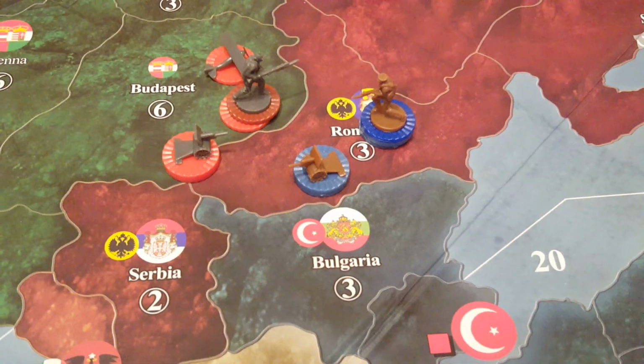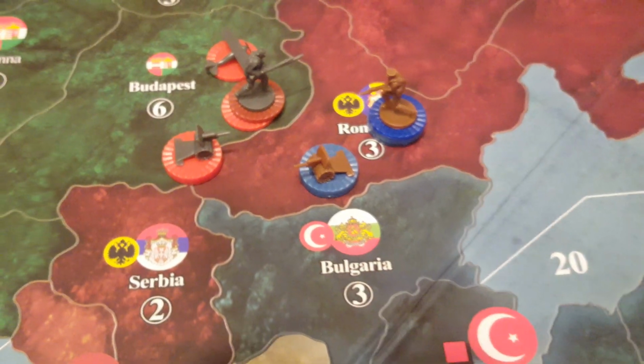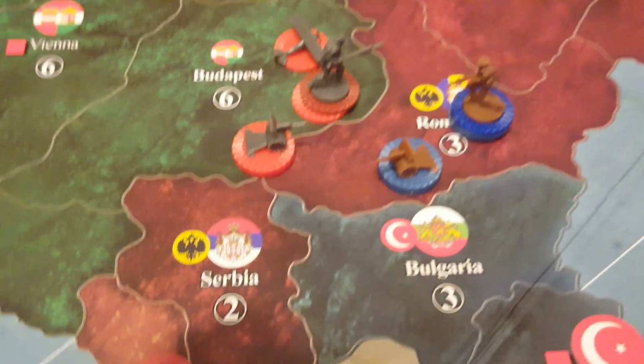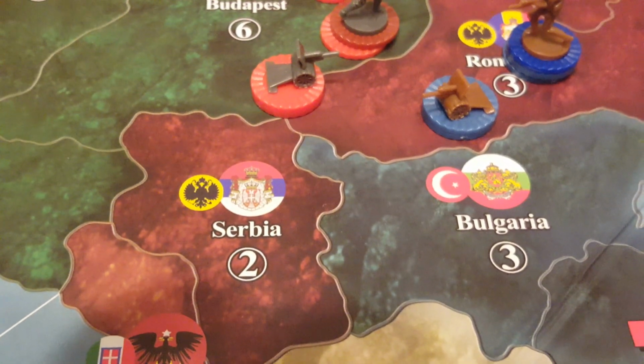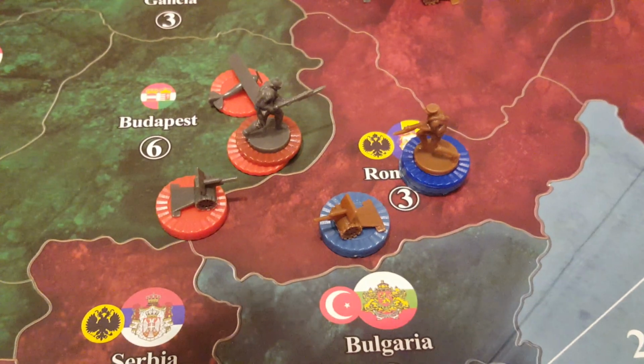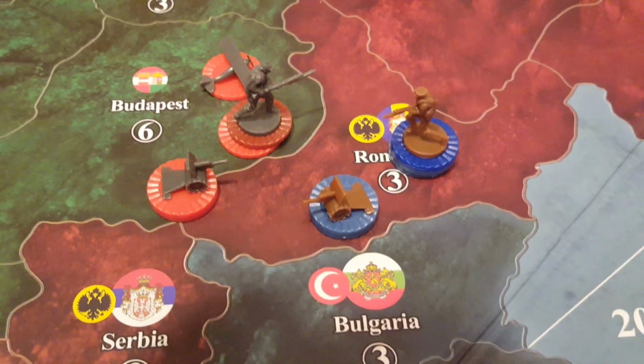Now, what do we do with all of these units? Again, we're doing land combat, so it's just going to be 1 round of rolling. And we need to see how many artillery Germany has. We know they have 3. So that means 3 of our infantry are going to attack at a 3.